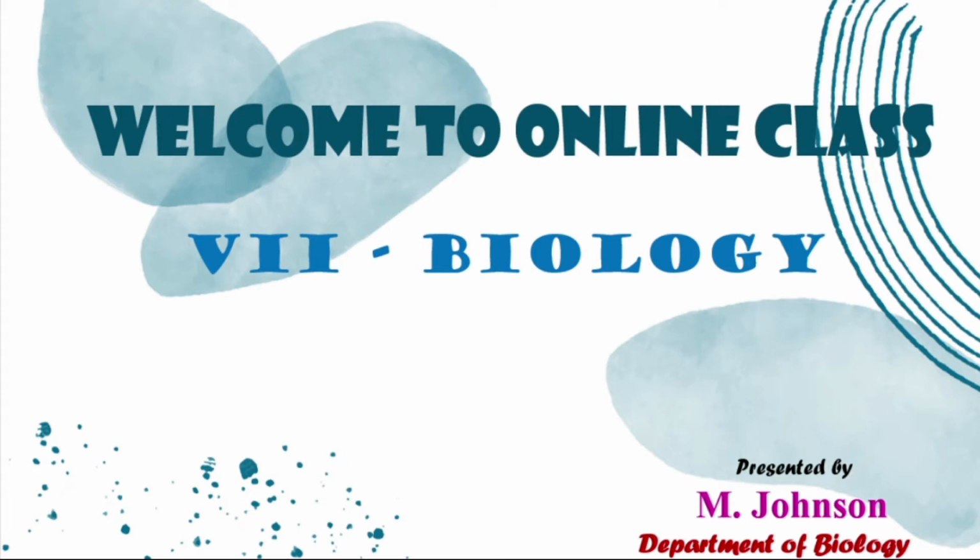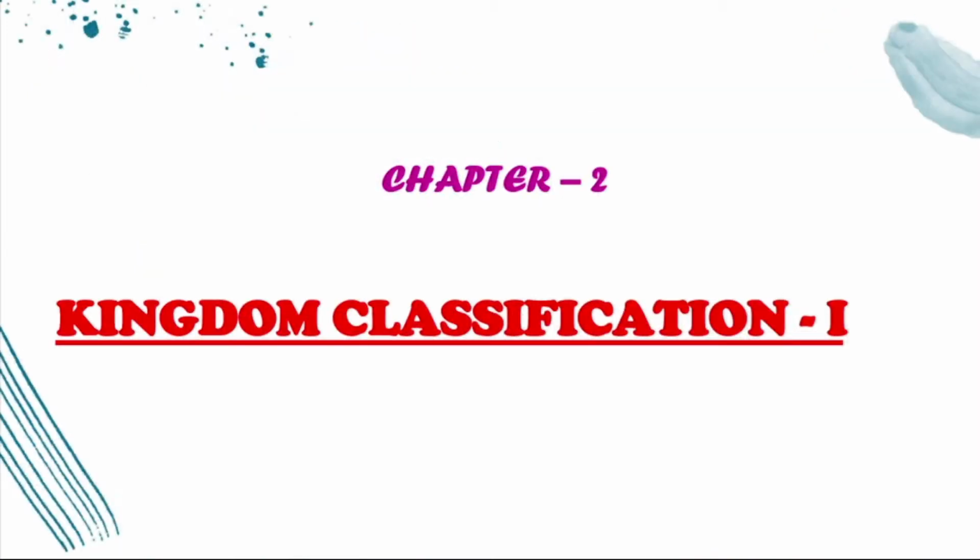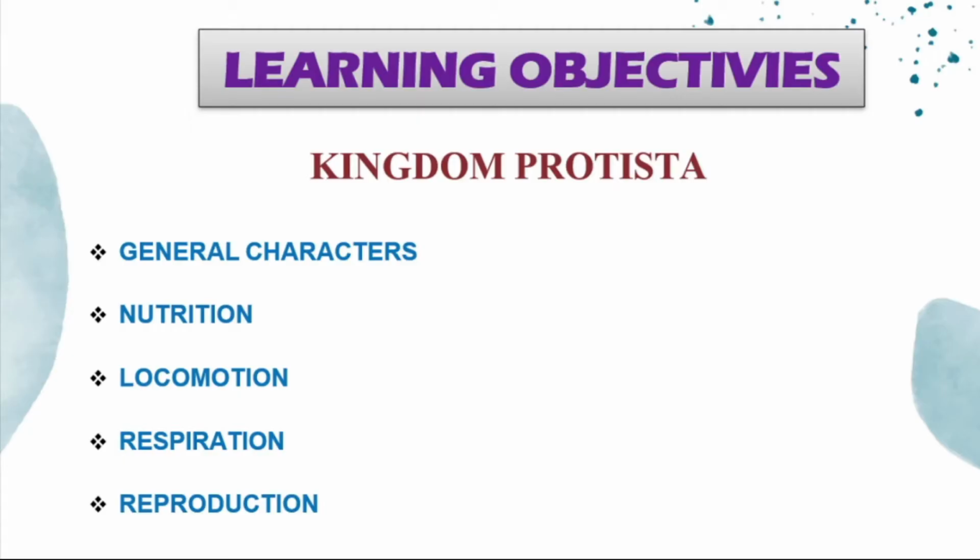In this session, we are going to discuss 7th standard biology, chapter number 2, kingdom classification. In this video, you will learn about kingdom Protista. The following subtopics are general characters, nutrition, locomotion, respiration, and reproduction.